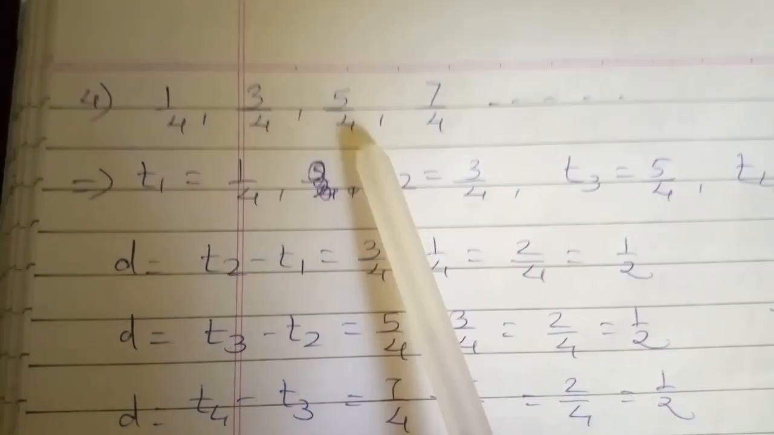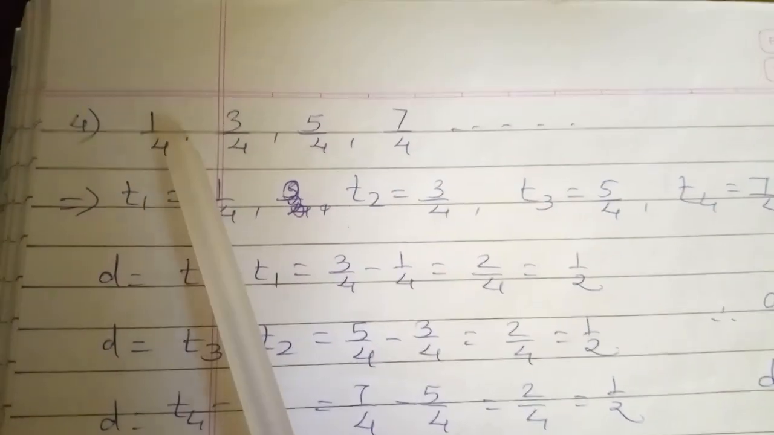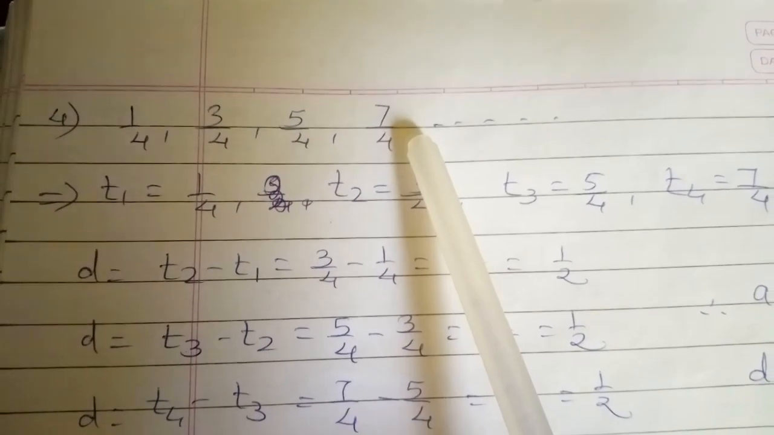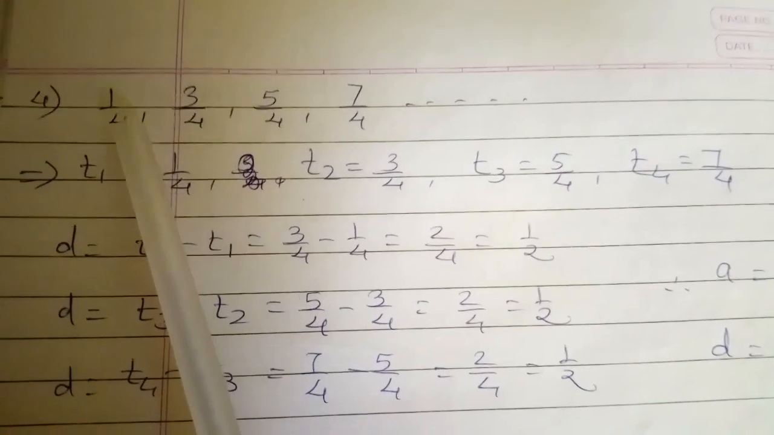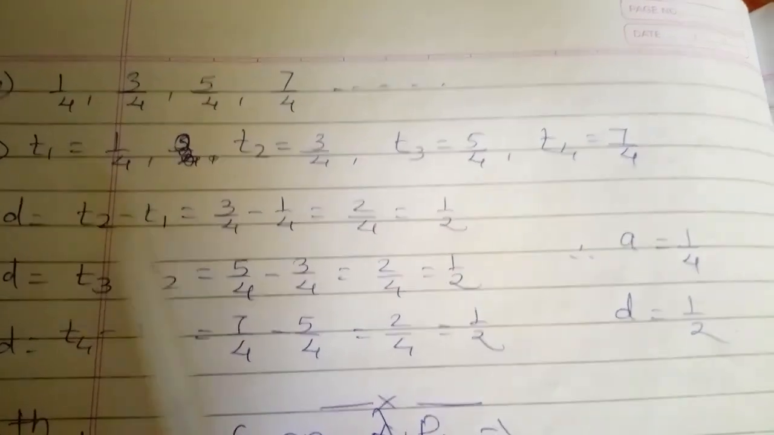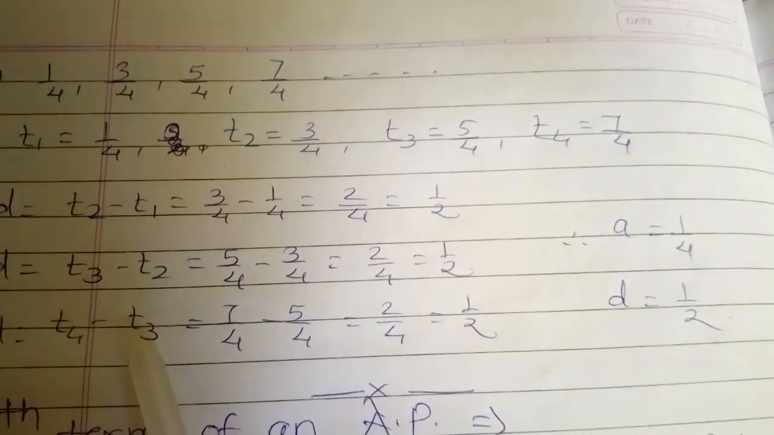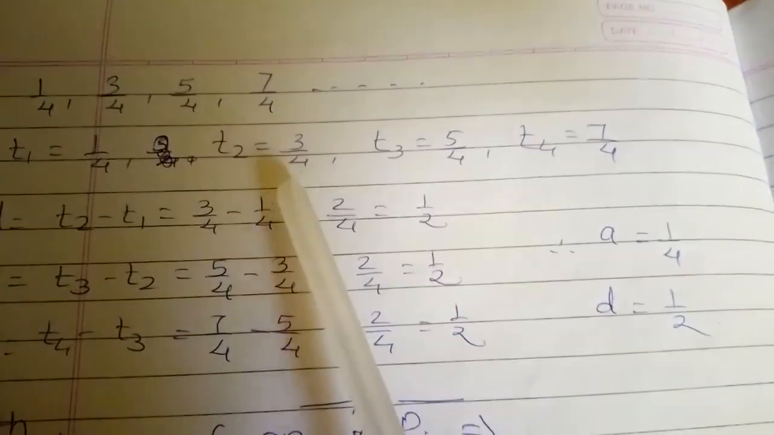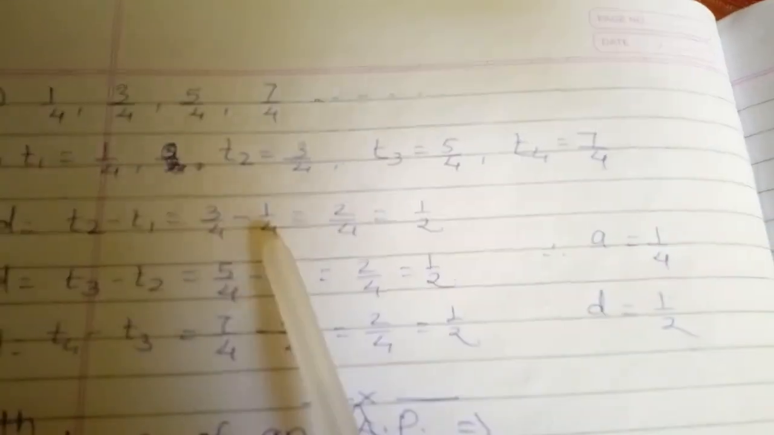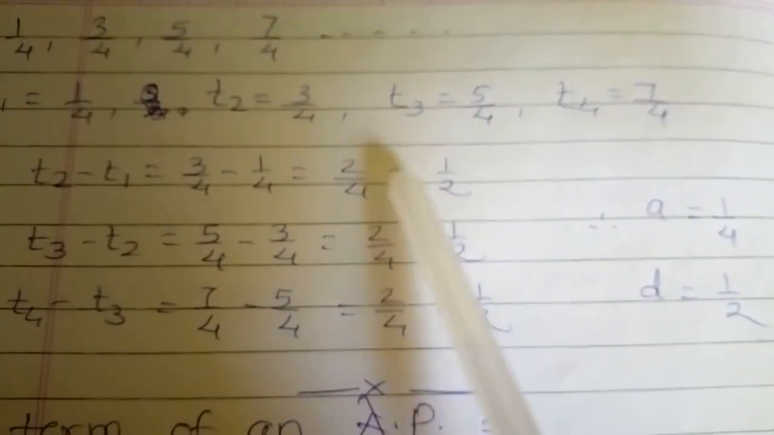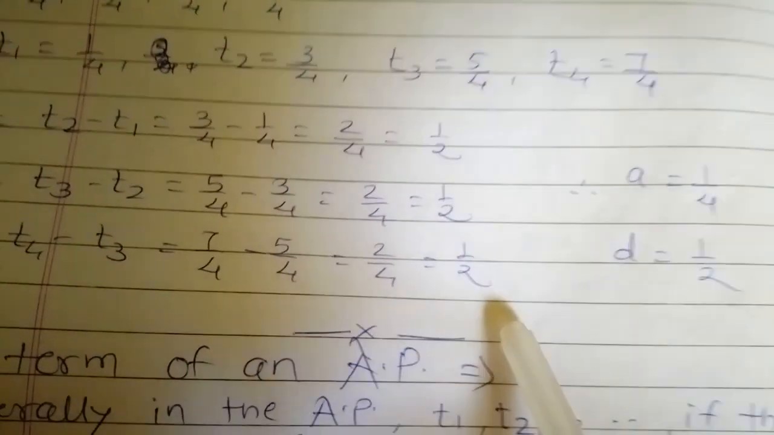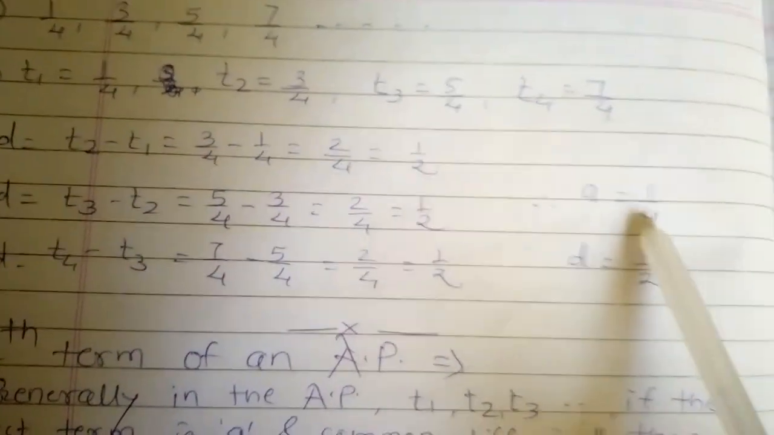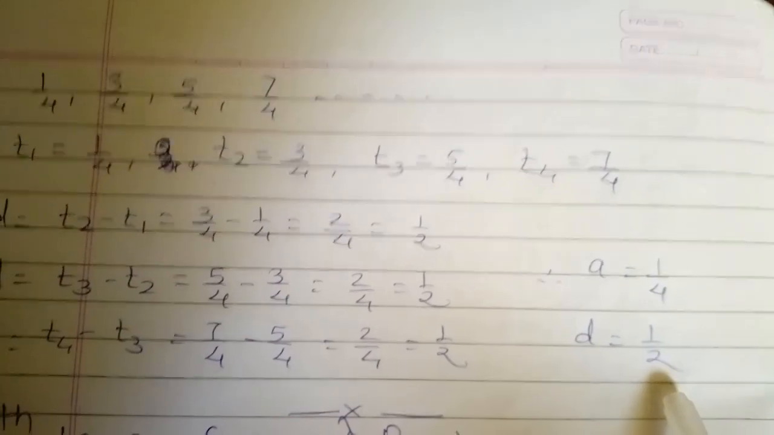So I'm going to take the fourth example, that is 1 by 4, 3 by 4, 5 by 4 and 7 by 4. Again this one is T1, T2, T3, T4. So the first term, that is 1 by 4, is A, and we find D by taking the subtraction of T2 minus T1, T3 minus T2, T4 minus T3. So just take 3 by 4 minus 1 by 4, taking LCM, that is 4, 3 minus 1, that is 2. So here we get half, and similarly we can find the remaining differences. And so the first term is 1 by 4 and the common difference is half.